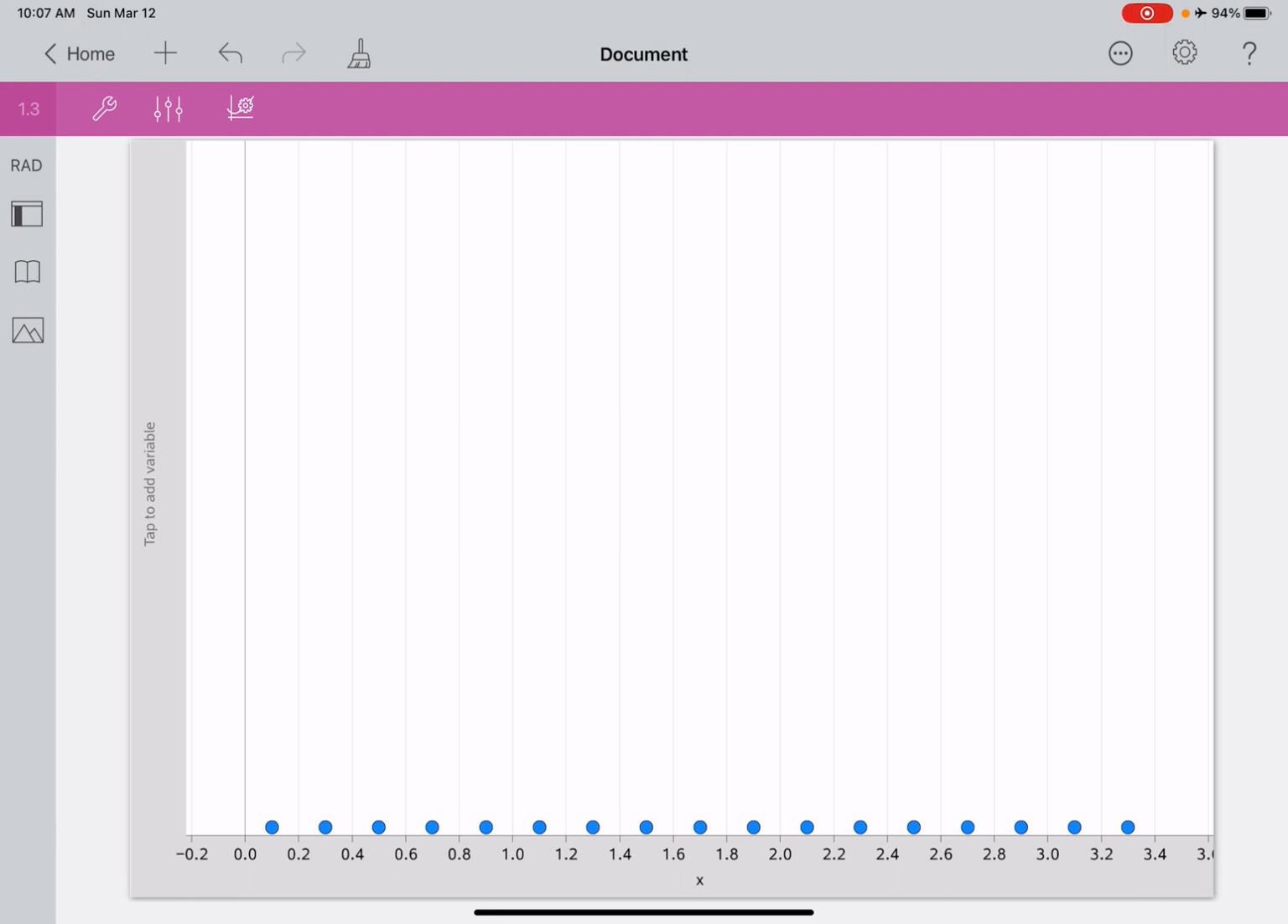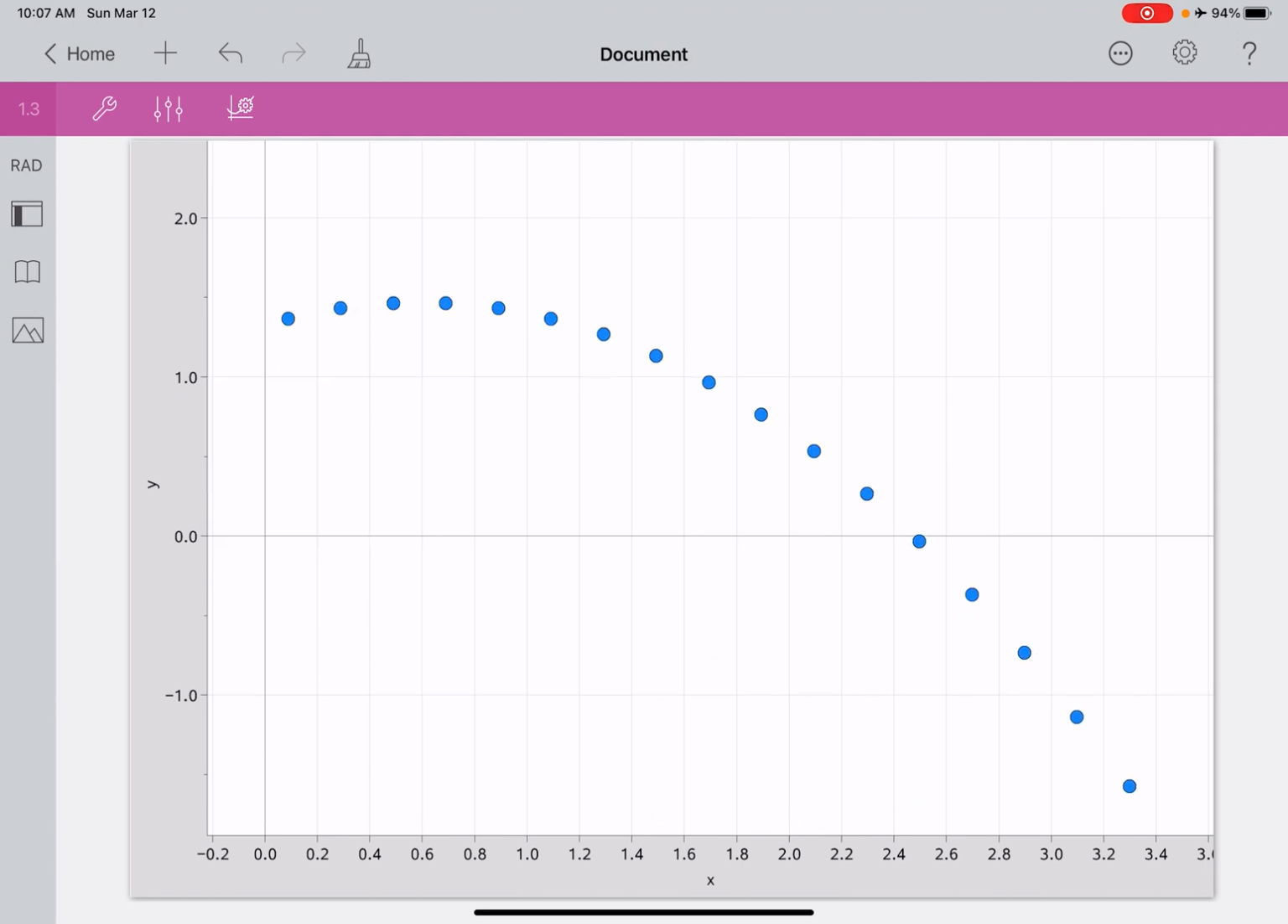But here's the fun part. Now over here on the left, our vertical axis also says tap to add variable. And on that vertical axis, we want this to be our y values. So when I click Y, prepare to be impressed, everybody. There it goes. And what does it look like we have right here, guys? It looks like we have a downward opening parabola.